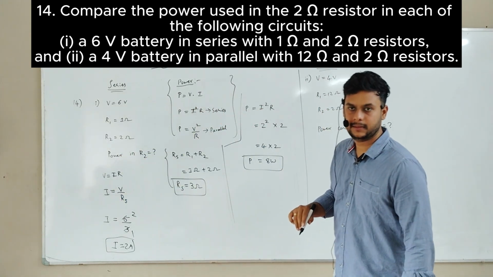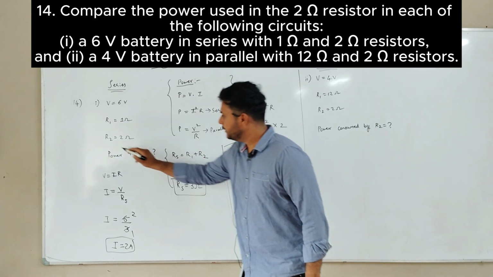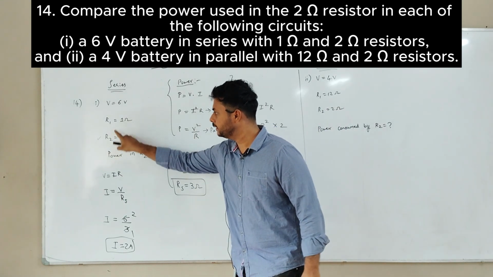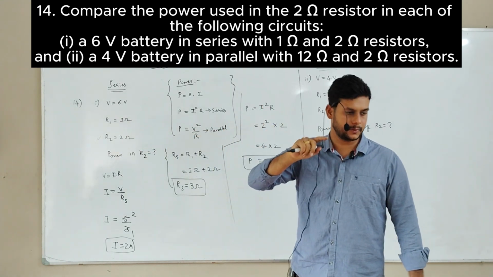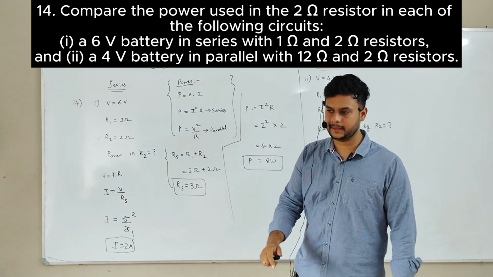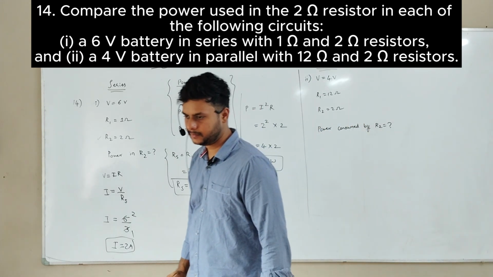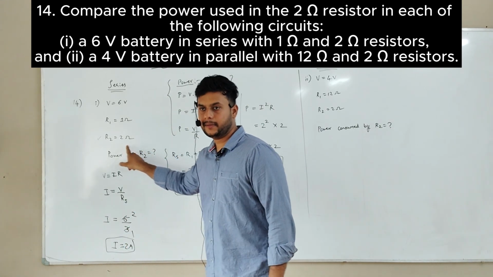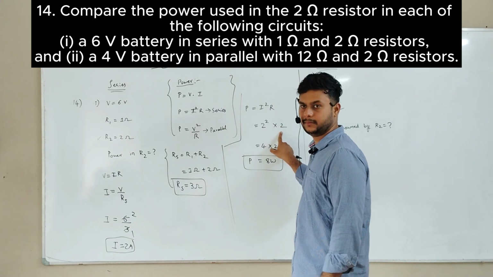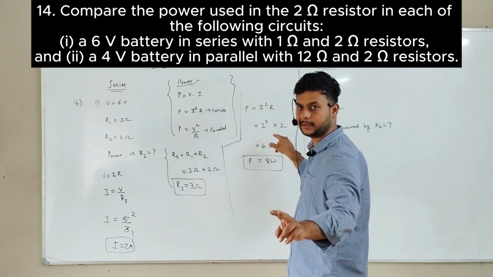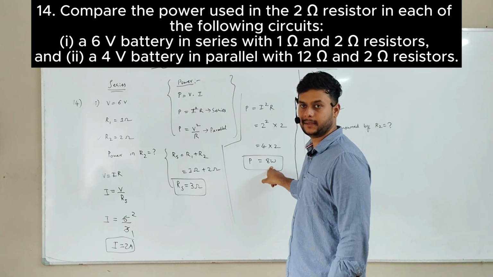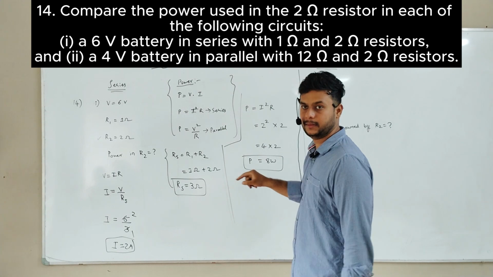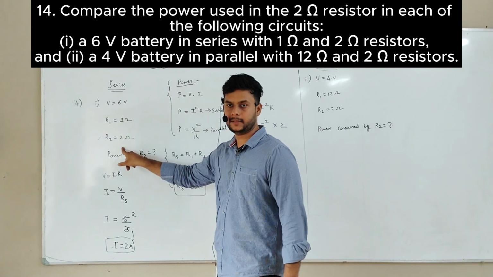Understood? I should only consider this as resistance. I have considered R as R2. Do not consider otherwise, because they are asking me. Read the question. Everybody read the question. Compare the power used in 2 ohm resistor. So I have considered the resistance as 2 ohm here. In the 2 ohm resistance, how much power passes? 8 watt. If you compare it in 1 ohm resistance, 2 square into 1 is 4. So this is using 4 watt, this is using 8 watt.